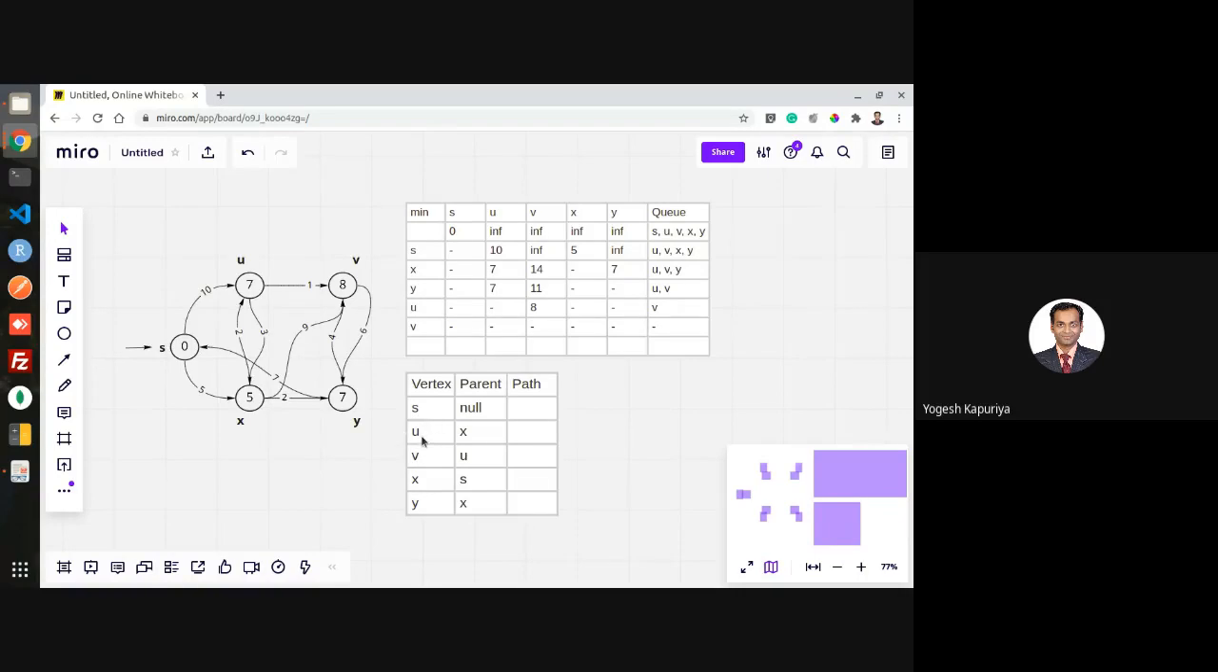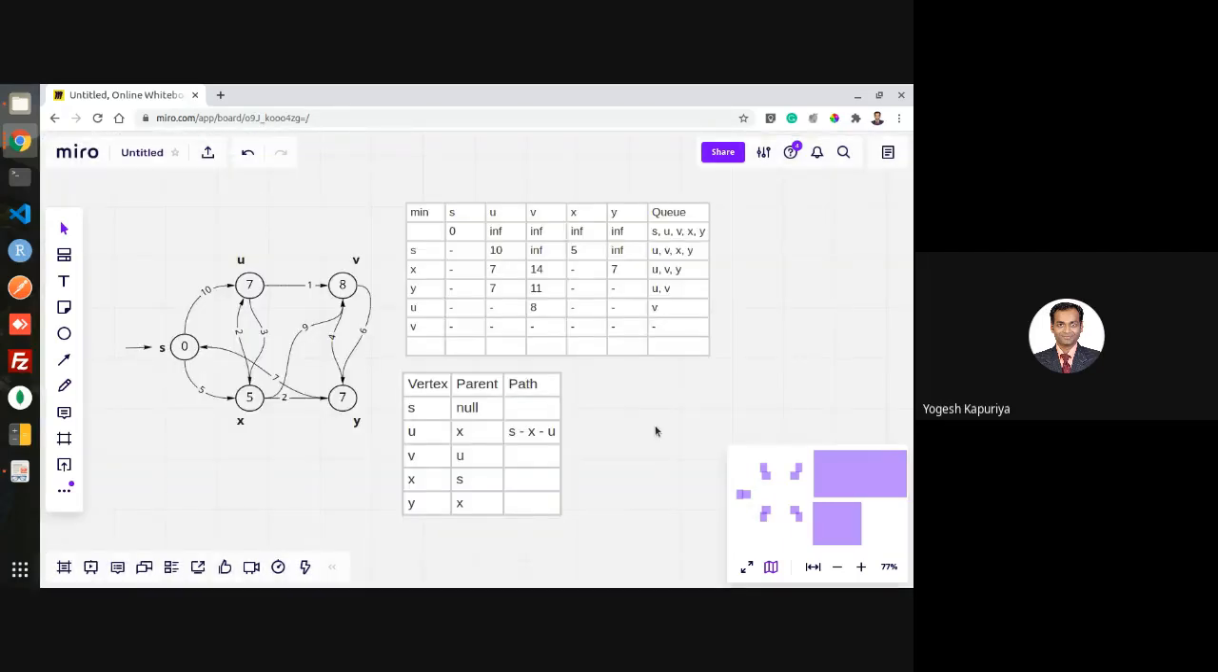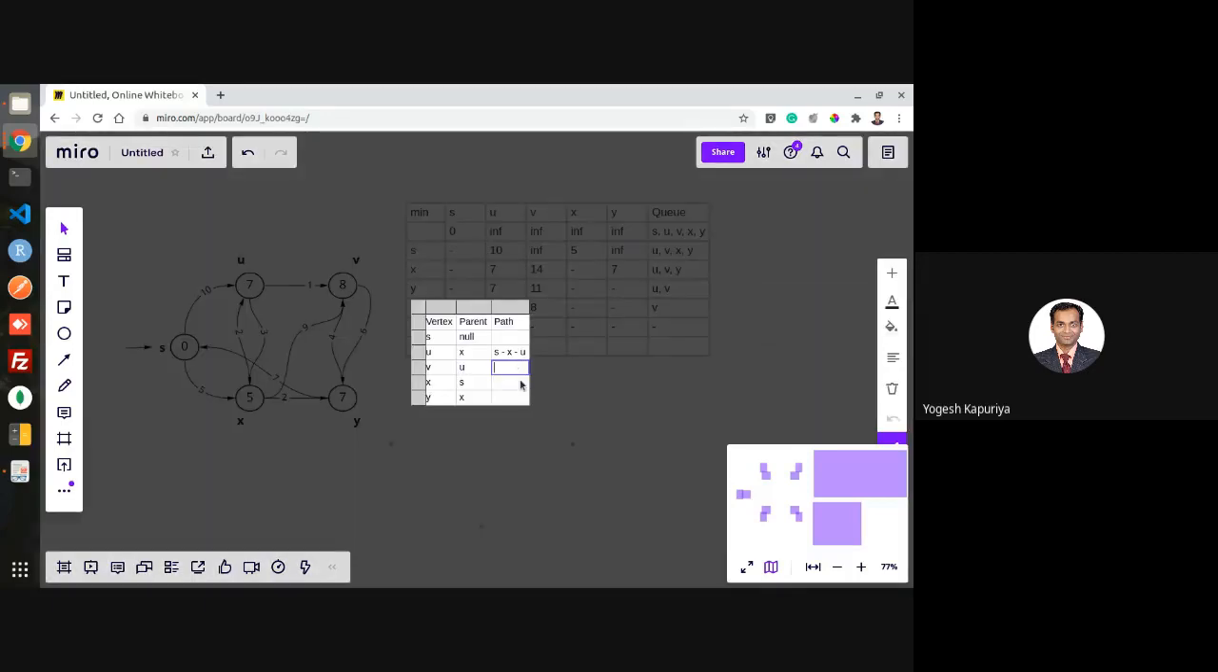You will start with U. What is the parent of U? It is X. Then what is the parent of X? It is S. So the path between S to U can be defined by S, X and U. Similarly, if you want to find out for V, what is the parent of V? It is U.